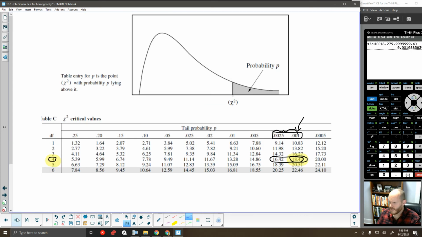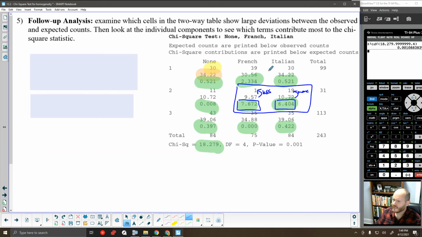So when French music is playing, there's far less people ordering Italian entrees than would be expected. And when Italian music is playing, there are far more people ordering Italian entrees than I would expect. So that tells me that the Italian entree is the one that is most susceptible to the music that is playing. So that's the biggest one.